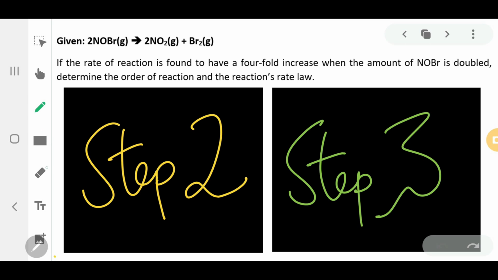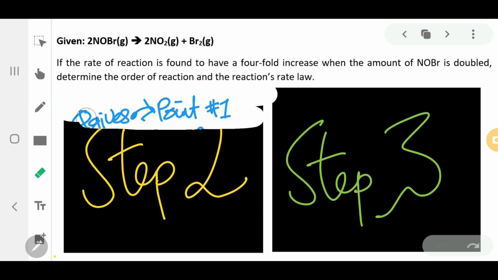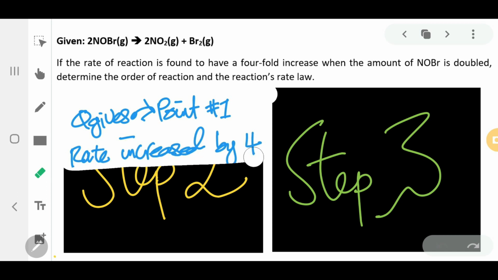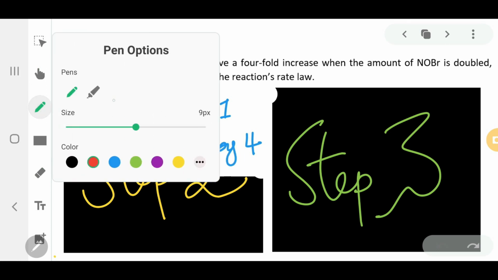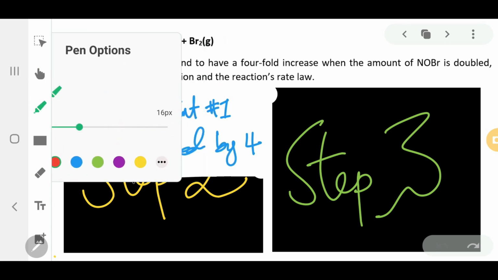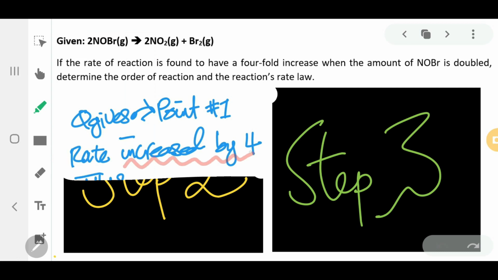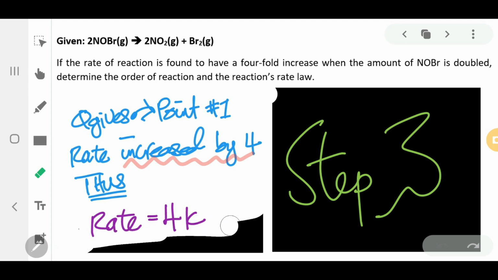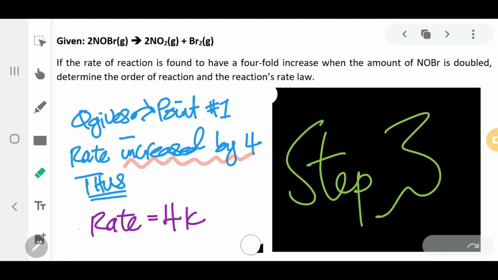Then step 2. The question gives point number 1: the rate increases by 4. This is a very important piece of information. Thus, you can write the rate in this format: rate equals 4K, in that format, like what we have done just now.